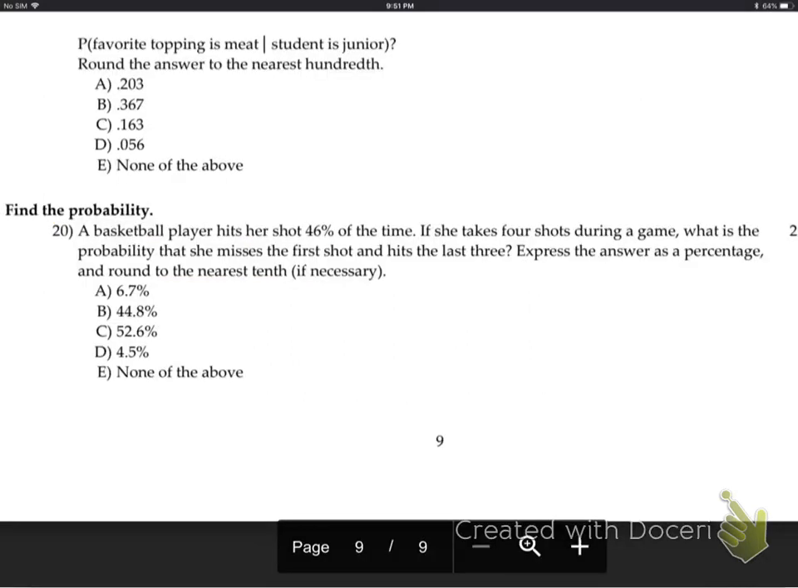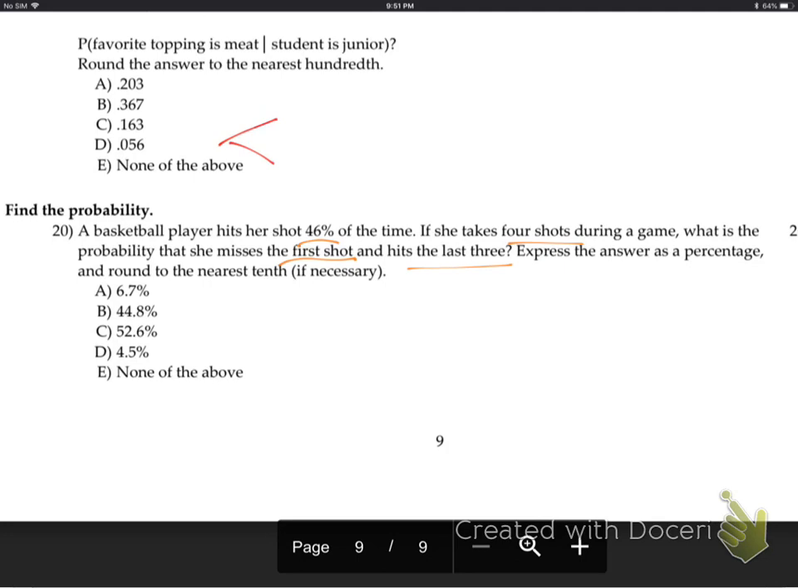Okay, number 20. Basketball player hits her shot 46% of the time. Four shots. Probability that she misses the first, hits the last three. Basically, this is a tree. How do I know this is a tree and not a Venn diagram or something? Well, because it's action after action after action. She shoots once, makes it or misses, shoots again, hits or misses, shoots again. Just like flipping the coin three times. So that's a tree.